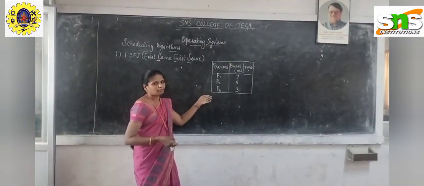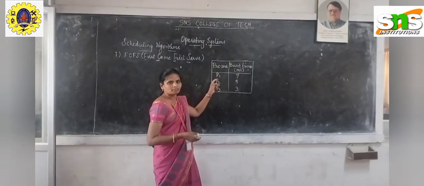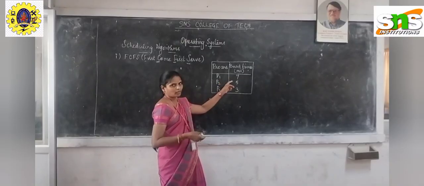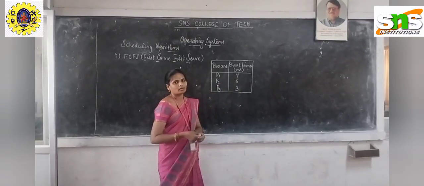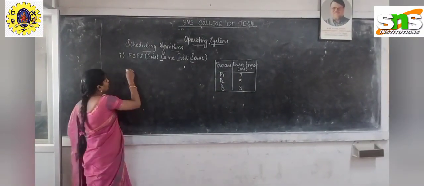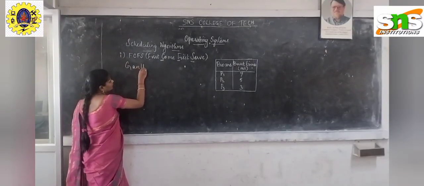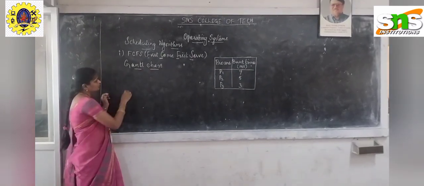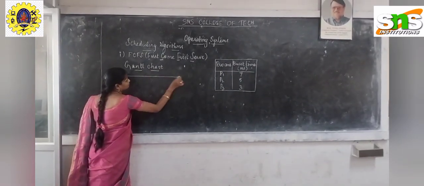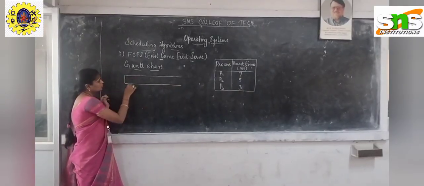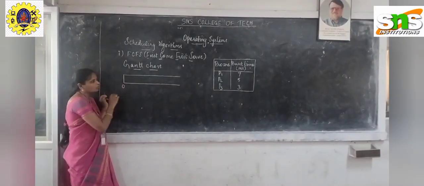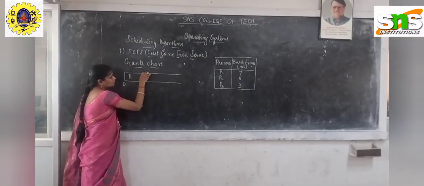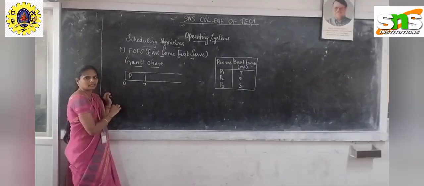So let's take an example of the given processes P1, P2, P3 with burst times in milliseconds of 7 for P1, 5 for P2 and 3 for P3. Let's start with the Gantt chart. For drawing the Gantt chart, we start with process P1, which comes first. P1 starts at arrival time 0 and its burst time is 7 milliseconds, so P1 executes for 7 milliseconds.